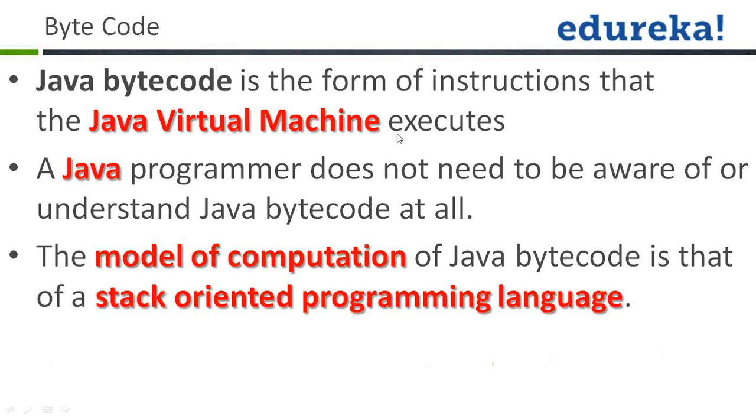The model of computation of Java bytecode is that of a stack-oriented programming language, that is one above the other. It follows the concept of last in, first out. Like the first one goes at the bottom, then the second one on the top, third one, fourth, fifth, like this. They'll form a row, and whenever you have to take out elements, you can only take out the elements from the top. That is why the last one that gets in is the first one to get out. I hope you are clear with the stack-oriented programming language.